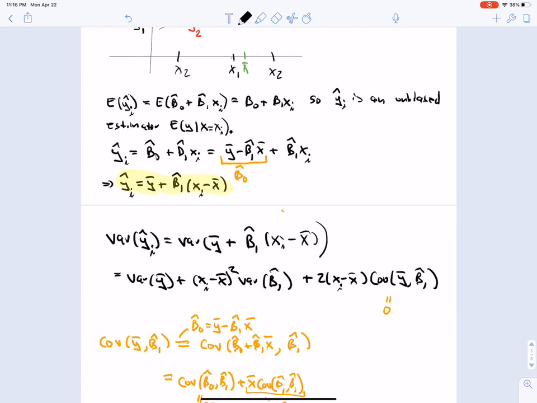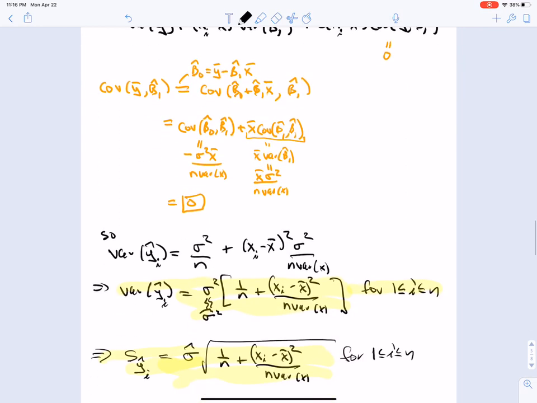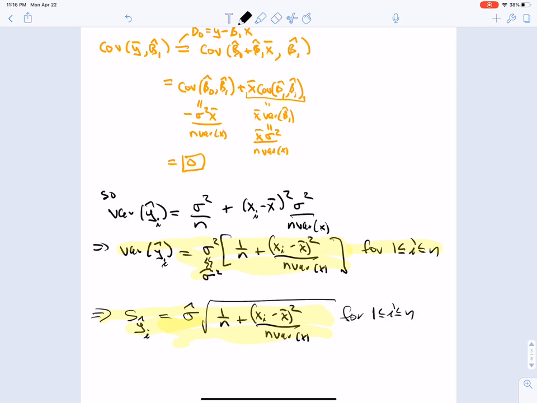So if we take the variance of that, we get three terms here. The variance of y bar, the variance of beta 1 hat, where xi minus x bar is a constant and pulls out as a square, and then a covariance term, which turns out to be 0, as I've worked out for you here in orange, and I won't go through those details here. So the variance of yi hat is sigma squared over n plus xi minus x bar squared, sigma squared over n variance of x.